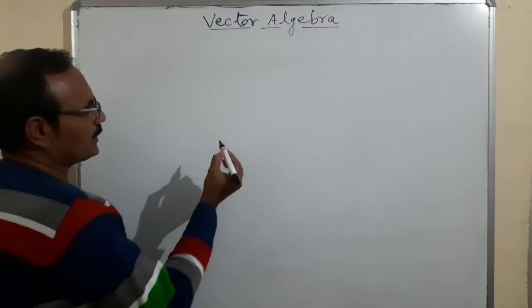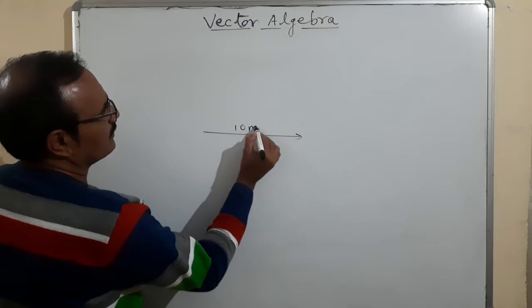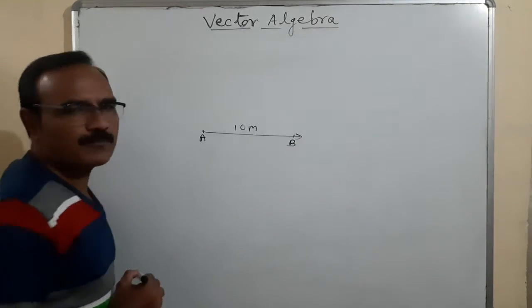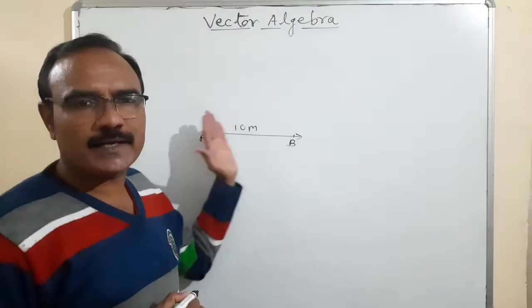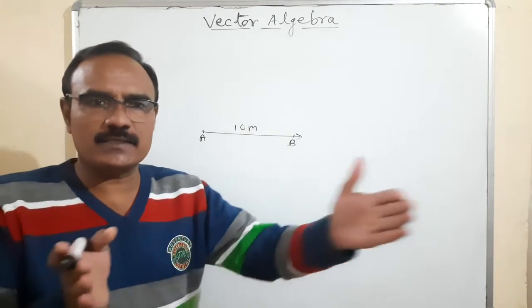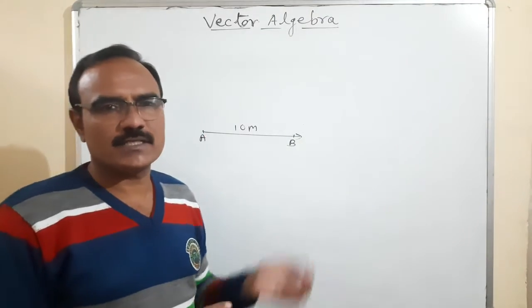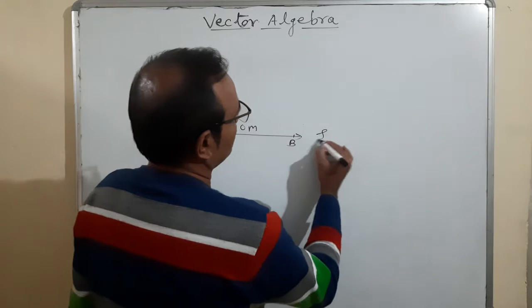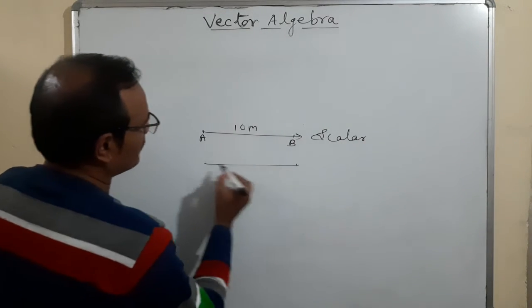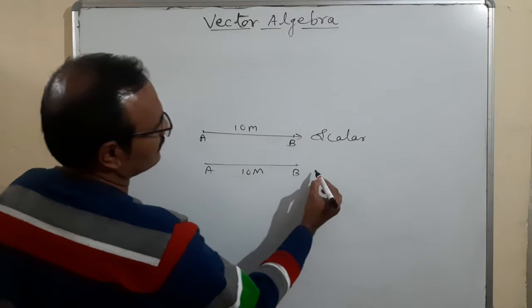Suppose a person is going 10 meter from A to B. Simply it starts moving from here and goes up to 10 meter. So what is this? It is the magnitude only. That means the length between two points A and B is equal to 10 meter. So this is a simple scalar quantity. It is scalar.